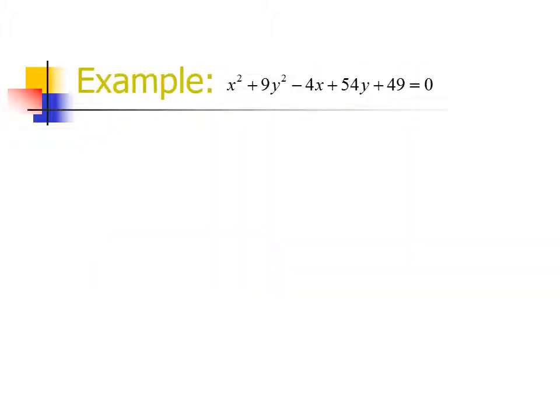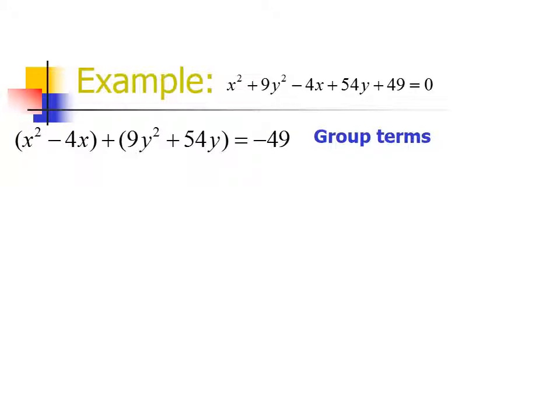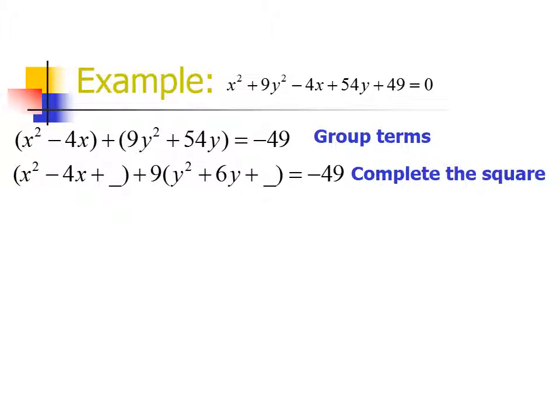Let's take a look at how this looks in an example. We're given general form, x squared plus 9y squared minus 4x plus 54y plus 49 equals 0. First, let's group those x terms and y terms together. Those were some great suggestions given in class to help make this more visually appealing. You'll also see that we have subtracted 49 from both sides, putting that constant term on the right-hand side.